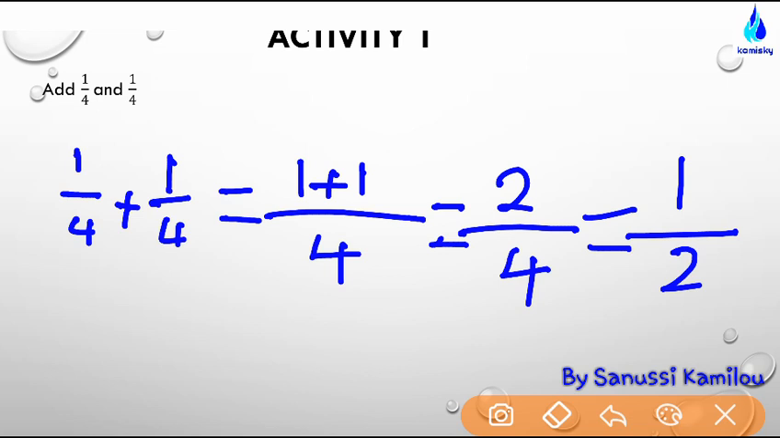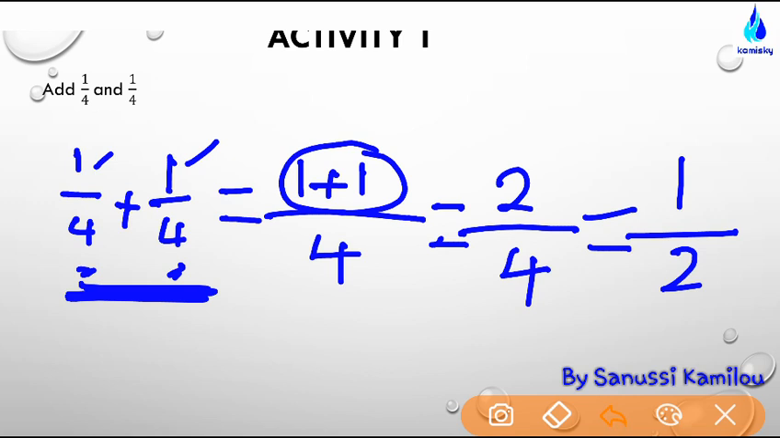I hope you have gotten it. Step number 1 has said that we should verify whether our denominators are the same, and here they are the same already. Step number 2, add the numerators. We should add the numerators and have added them, 1 plus 1. Then we get what? 2. On top of the denominator, this is our denominator. Since they are the same, we don't change them, just rewrite it.